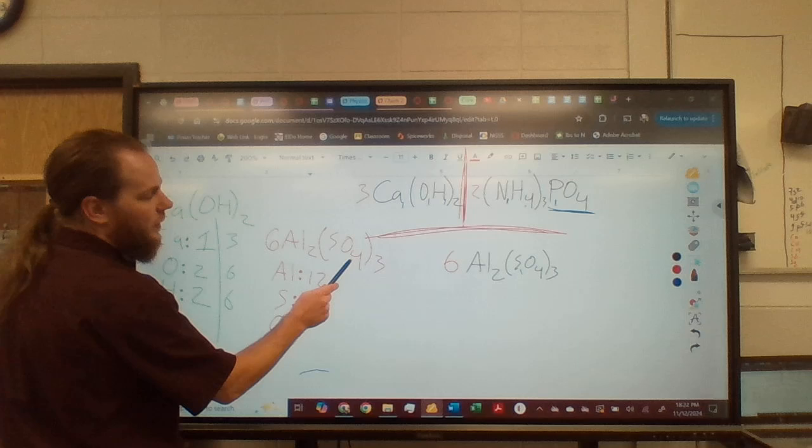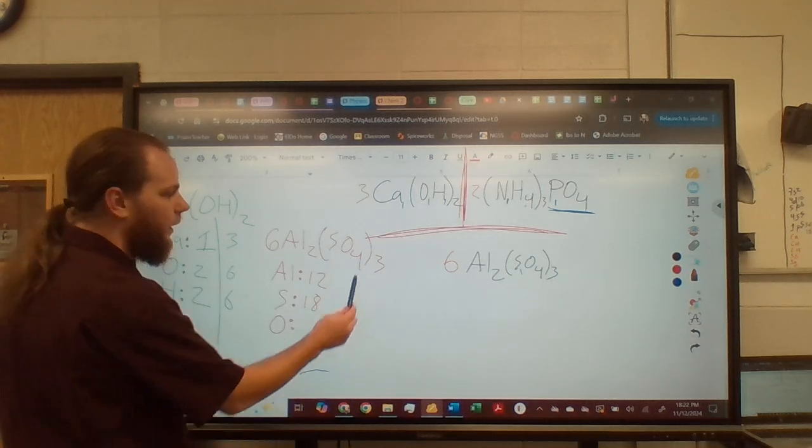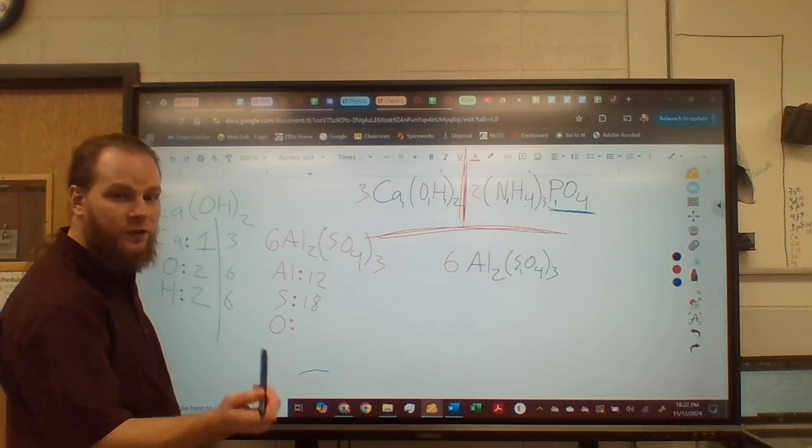Last one, we have 4 oxygens. We take 4 times 3, which is 12. And then 12 times 6, which is 72.